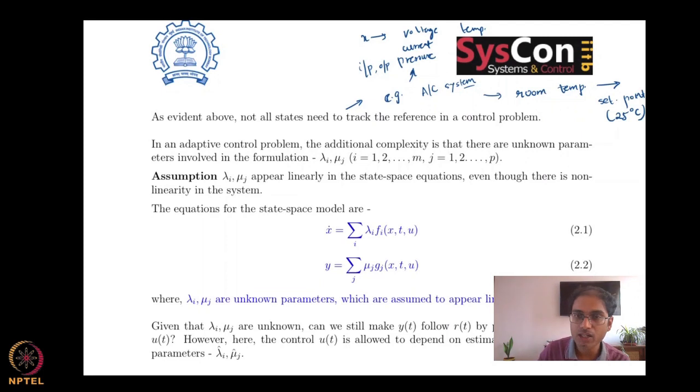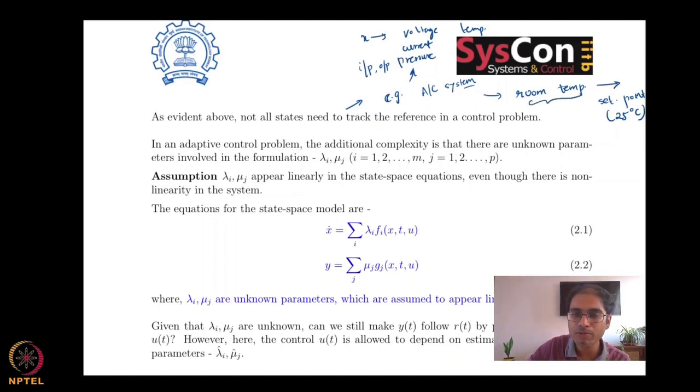But the fact is, we are not concerned with all the states tracking a particular set point. We as a user are interested in only the output temperature tracking a set point. That's it. We only want the output temperature to track a set point. Now, this is of course achieved by setting the output temperature.